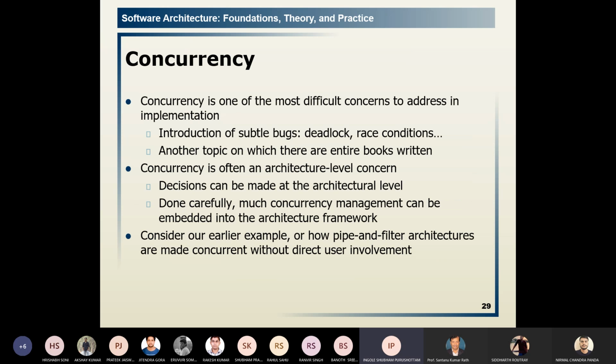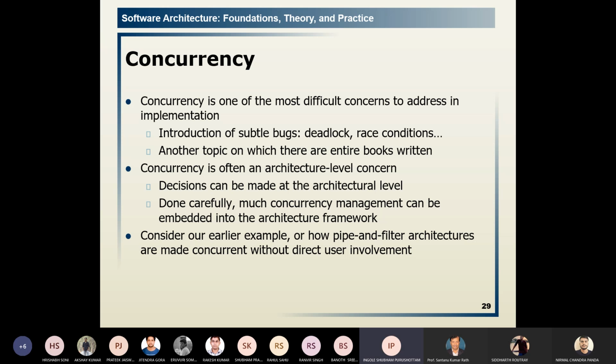So next is concurrency. Concurrency is one of the most difficult concerns to address in implementation. It introduces subtle bugs, deadlocks, and race conditions. In operating systems, you might come across deadlocks and race conditions. There are books written on this topic. A race condition means the output depends on the sequence of execution, on how the execution is happening.